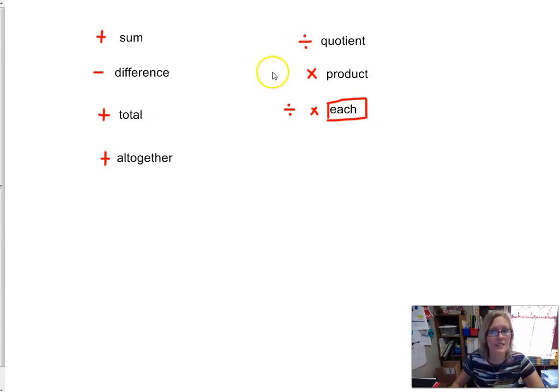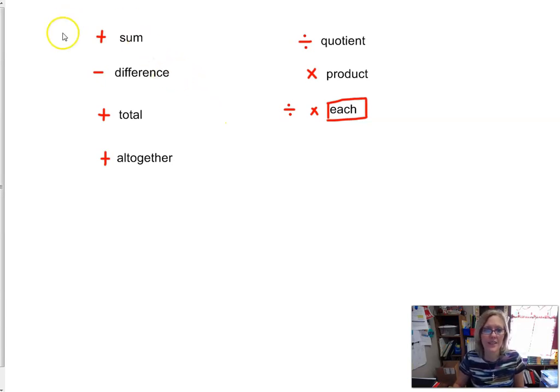We are going to still be working on your packet, and we're still going to be working with those type of problems where we have to know the vocabulary that it's telling us in the problem. So we need to know sum, difference, total, things like altogether, quotient, product, each, things like how many more, those kind of things that we've learned before.